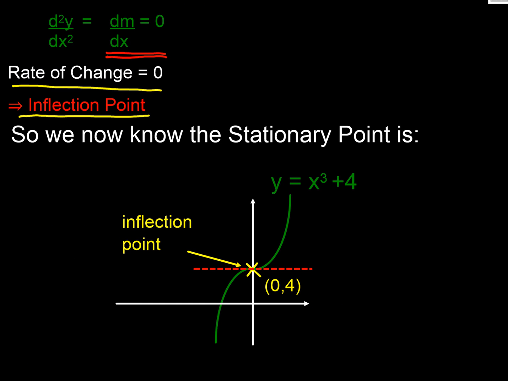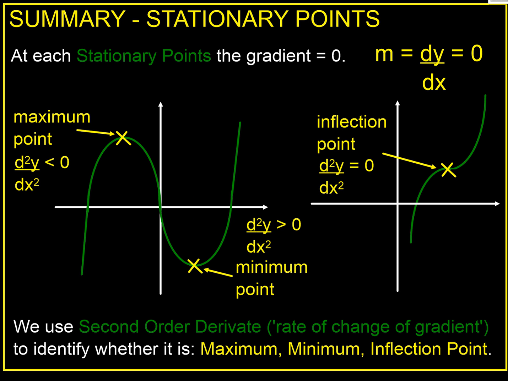Okay. So if we add that to our diagram over here, we can see that our inflection point was at x equals 0, and we can substitute that in and find that y equals 4. And what we're actually saying is at this point, dm by dx equals 0. The rate of change of gradient is 0. So there we have it.